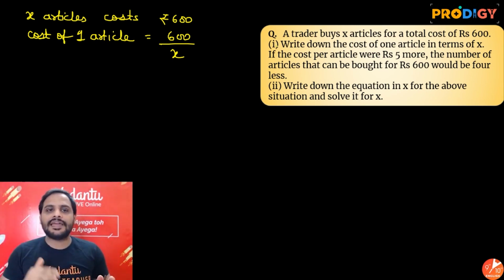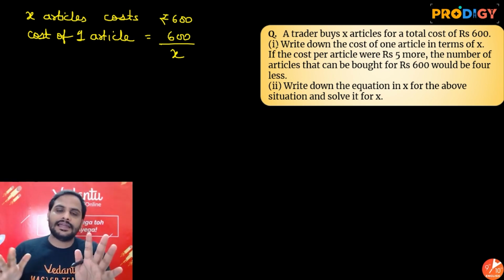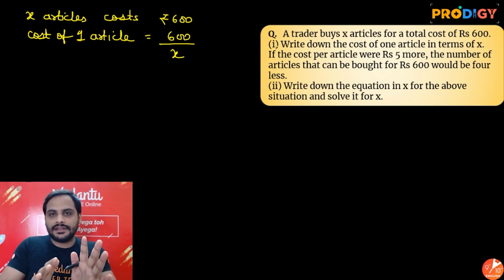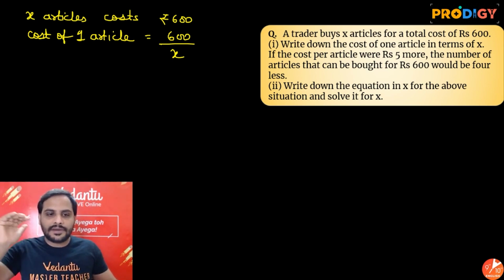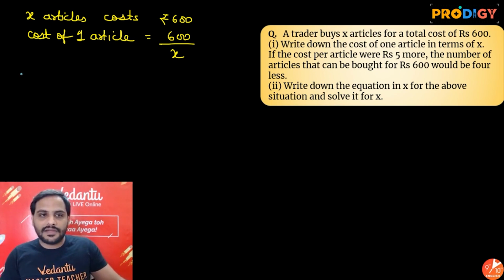That means if I increase the cost of every article by rupees 5, then how many articles can you buy? You can buy 4 fewer articles. That means earlier if I was buying x articles, since the price is increased now I can buy only x minus 4 articles. So I can say x minus 4 articles cost again rupees 600.